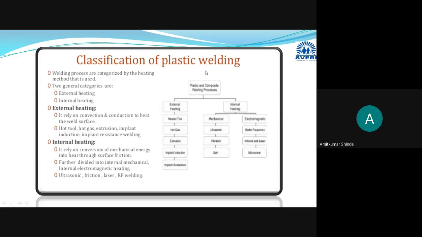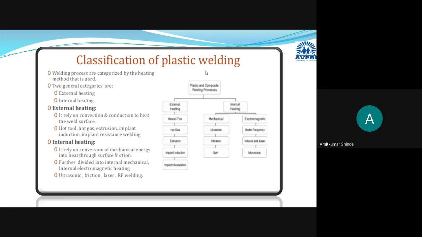The welding of the plastics. Welding processes used for the plastic materials can be categorized in two types: the welding method in which we are going for external heating, and the welding method in which we are going for internal heating. Now what is the difference between external heating and internal heating?